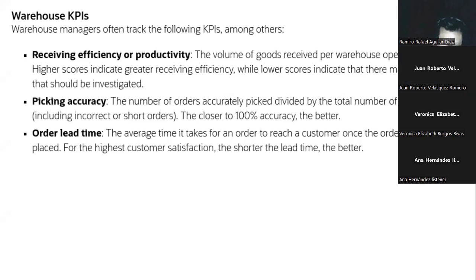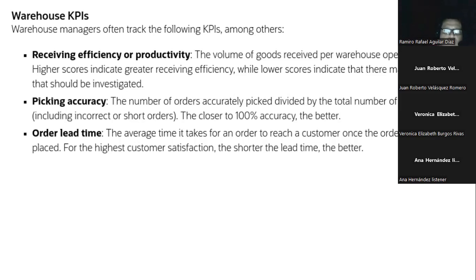Warehouse KPIs. Warehouse managers often track the following KPIs, among others. Receiving efficiency or productivity: the volume of goods received per warehouse operator per hour. Higher scores indicate greater receiving efficiency, while lower scores indicate that there may be problems that should be investigated.